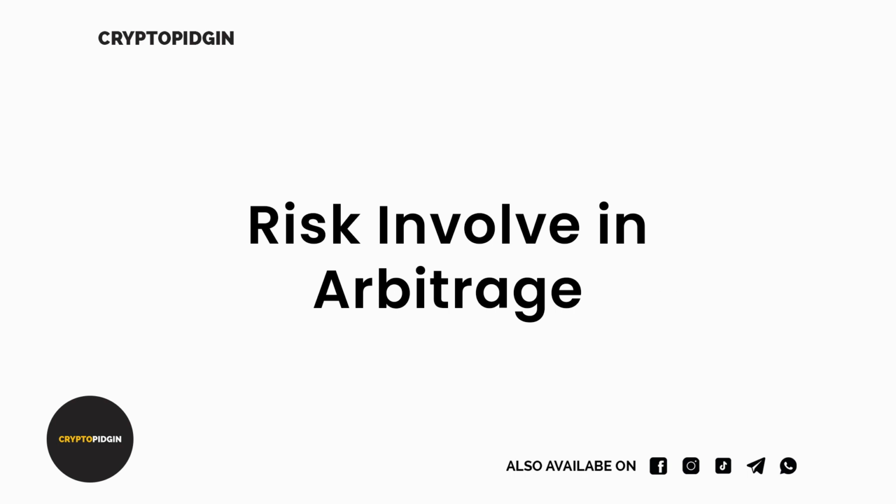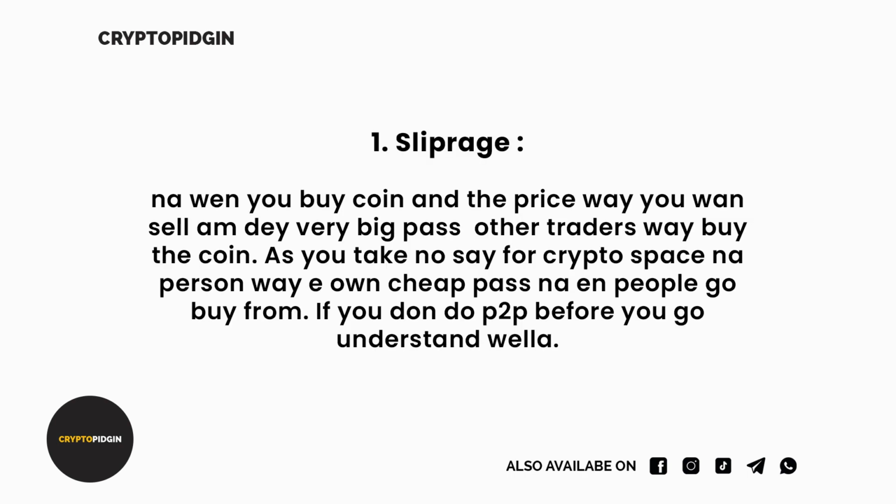The next one we dey talk about na the risks wey dey involved in crypto arbitrage. Number one na slippage. Na when you buy coin and the price wey you wan sell the coin dey very big pass other traders wey wan sell the coin too. As you take know say crypto space na person wey im own cheap pass na im people dey buy from. So if you don dey do P2P, you go understand better. If you don buy any coin and you wan sell am, no say you wan make much gain. If not, person no go buy from you. Any price wey dey lesser na im people go buy from. So if you just buy and you wan sell, just sell am with price wey dey very okay, so you no go say you wan make much gain, you go come put price wey big pass other people.